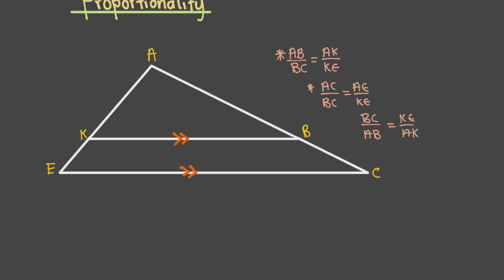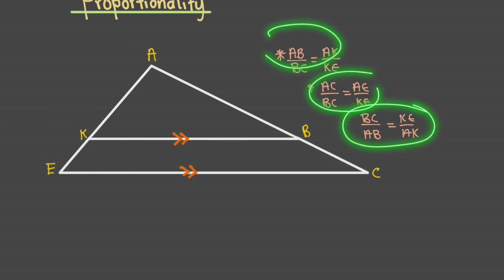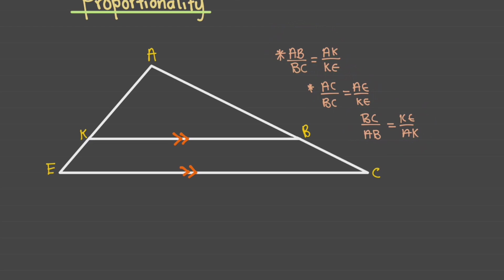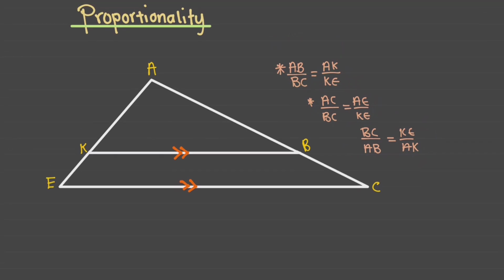So however you want to get your ratios, for as long as you correspond those ratios on the other side. If you have a line that is parallel to one side of a triangle, the ratios on these two sides will be the same. So you can use any ratio that you want on those two sides, depending on what you want to solve.